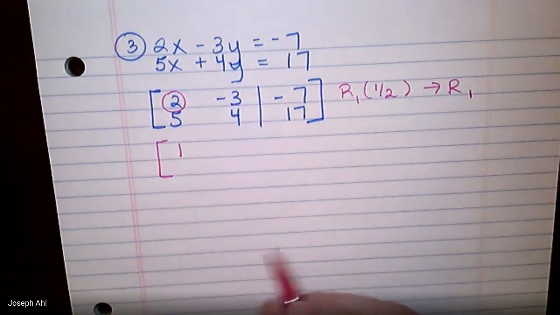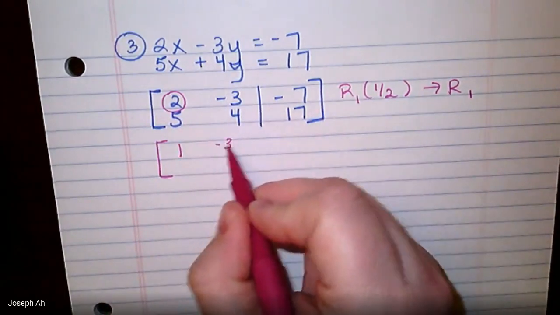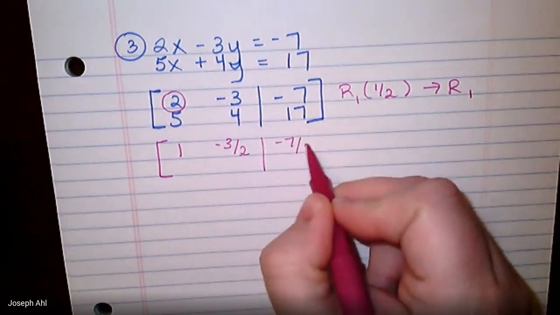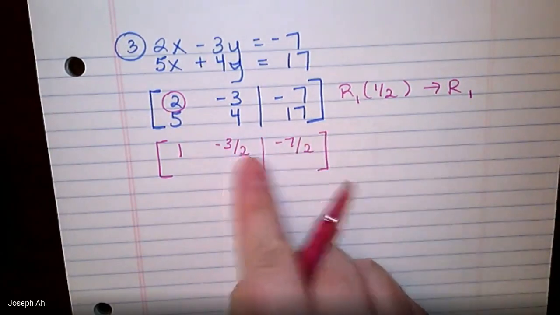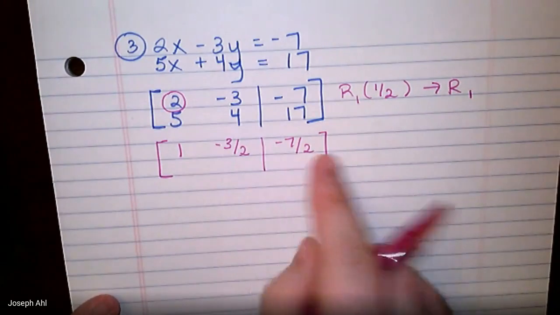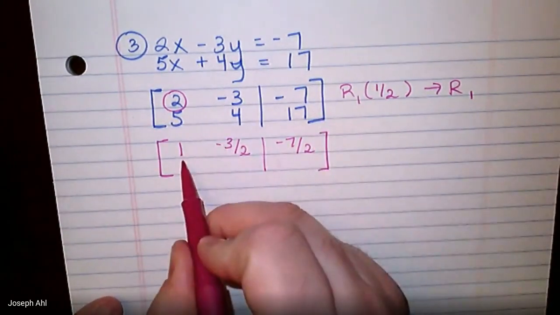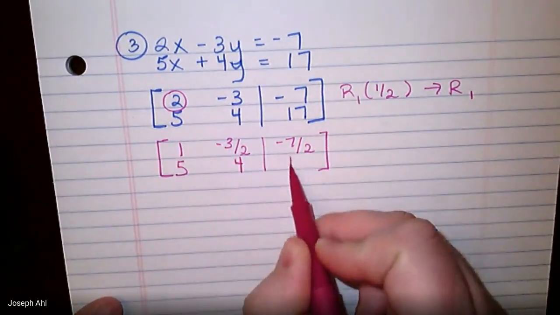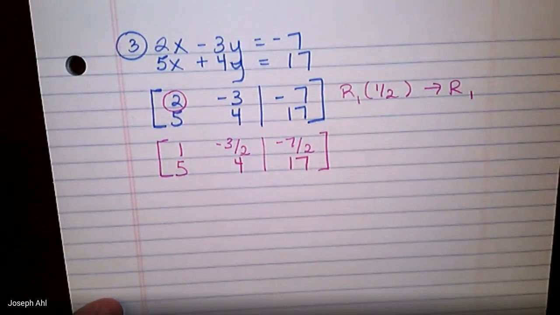Okay, so this becomes a 1, but then you're not going to like this one because already we get some fractions in the mix, right? So we've got -3/2 and -7/2. I like keeping it in fraction form. If you like decimals, I'm not too opposed to it, but you know, you can use a calculator for some of the operations if needed.